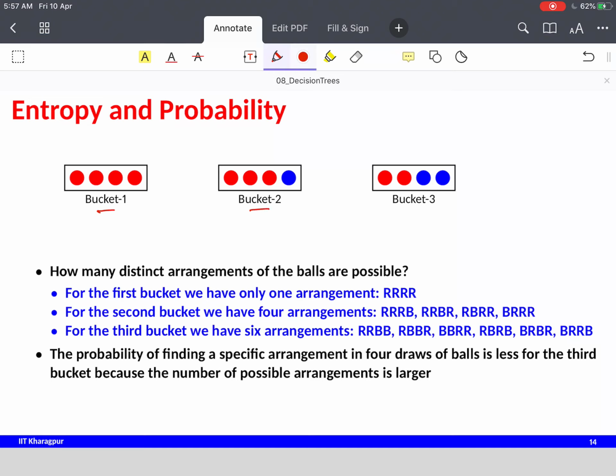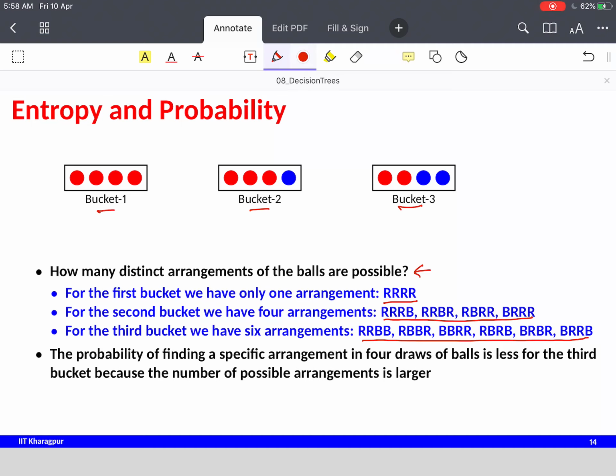So we would like to continue with the same example. We have these three buckets that we talked about in the previous slide. Now we would like to ask this question: how many distinct arrangements of the balls are possible? When we have bucket 1, there is only one possibility. For bucket 2, we have 4 possibilities, and for bucket 3, we have 6 possibilities in which we can actually arrange the balls.